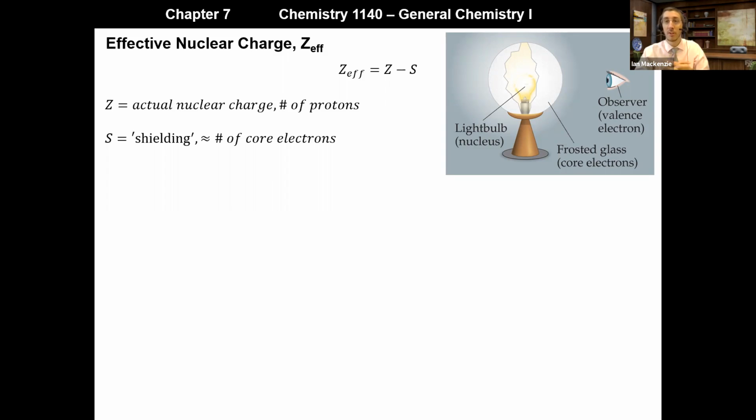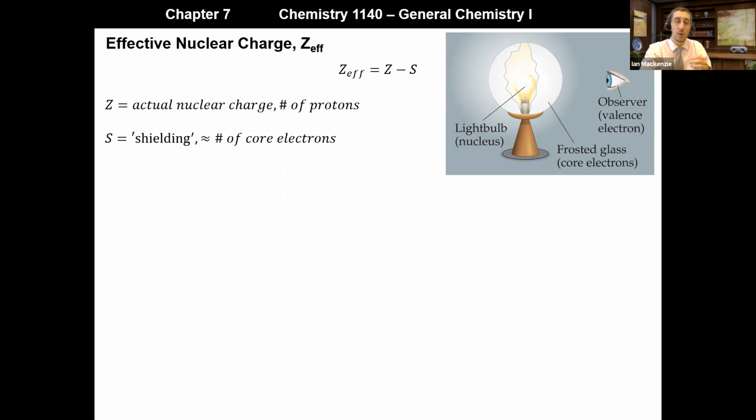You can even think about this just in terms of an actual light bulb. So most light bulbs have frosted glass on them, but you can sometimes find old incandescent light bulbs that have clear glass, and you can see the filament itself very clearly. And this is essentially what's going on, where your eye is acting as the valence electrons, and the frosted glass is the core electrons. So the amount of light that you see is less than the amount of light that's actually being generated from the nucleus or the light bulb.